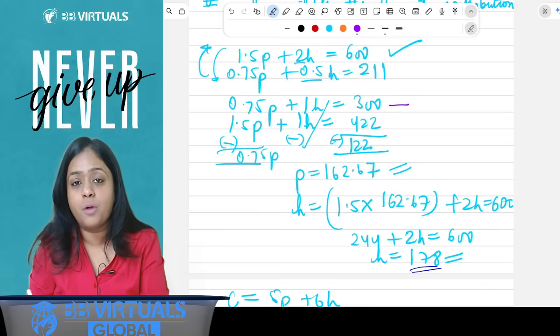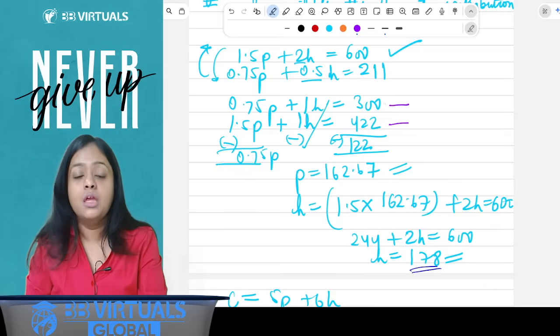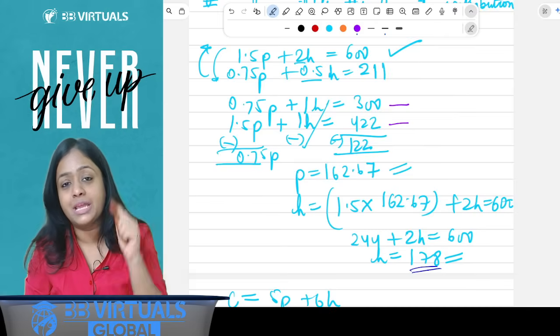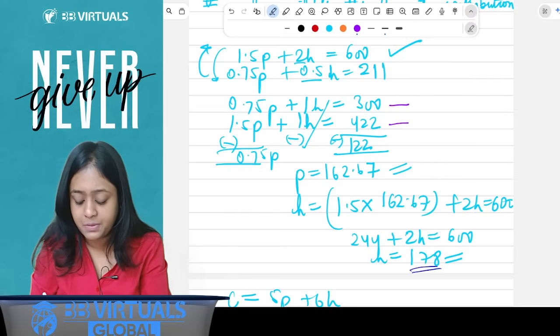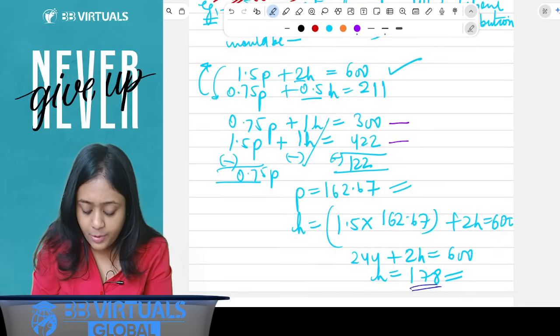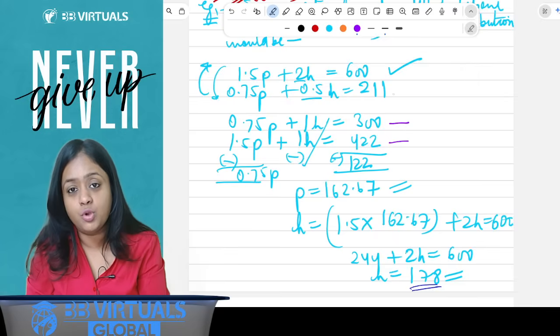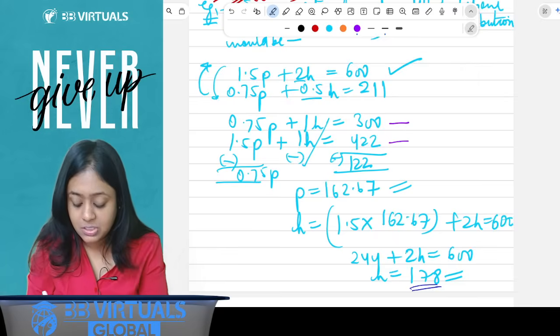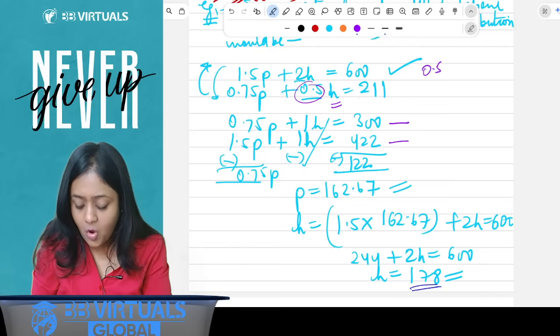top row with that common number and the bottom equation with the common number of this equation. Meaning to say that at least one of the variables on cancellation should become 0. For example, here I have 1h and 1h being common. Why? My original equation was 1.5p plus 2h is equal to 600 and 0.75p plus 0.5h is equal to 211. In order to make one variable 0, let's say I've chosen this variable, then I will multiply the top equation with 0.5, which is this, and I'll multiply all the numbers in the bottom equation with 2.